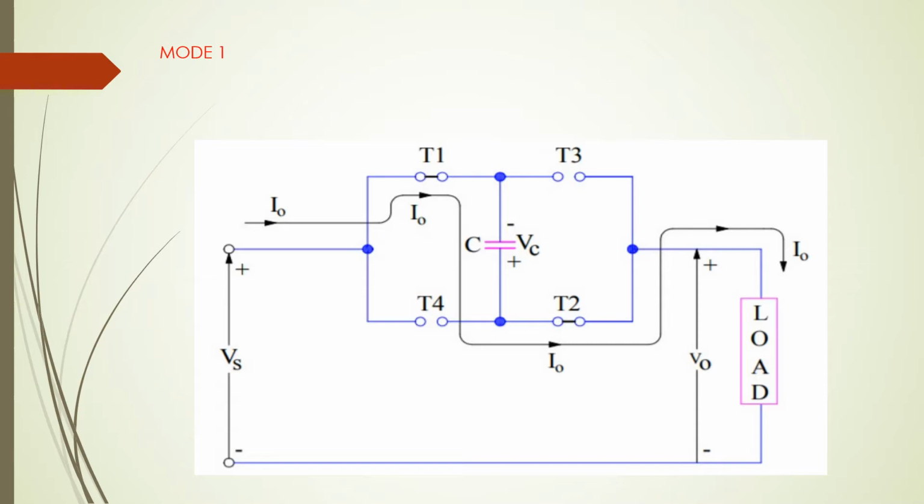So the two sources drive the current. So I0 is equal to Is plus Ic. So we can say the voltage across the load is Vs plus Vc. So 2 Vs we can say, because Vc, the voltage across the capacitor, is equal to Vs. So 2 Vs is the voltage across the load.